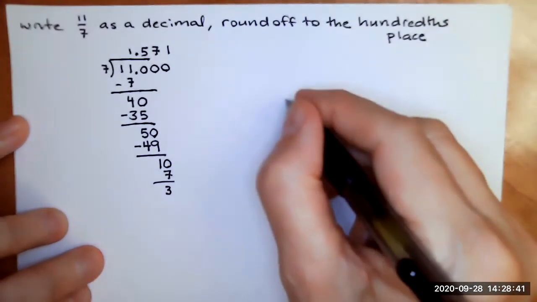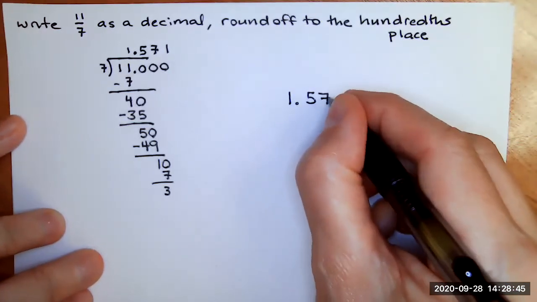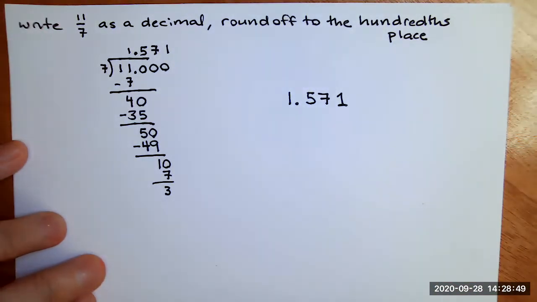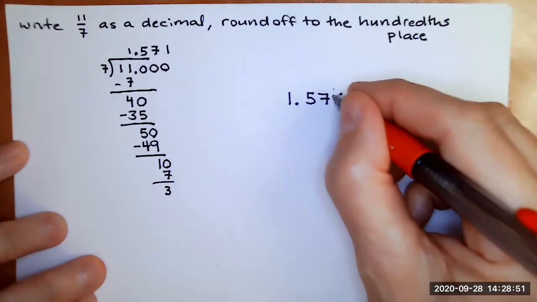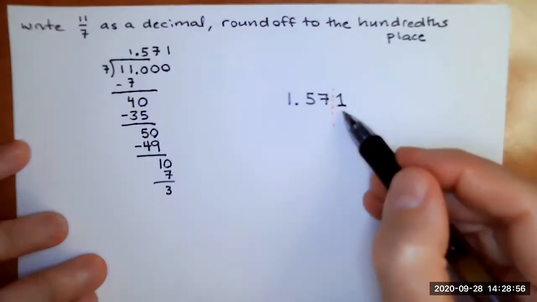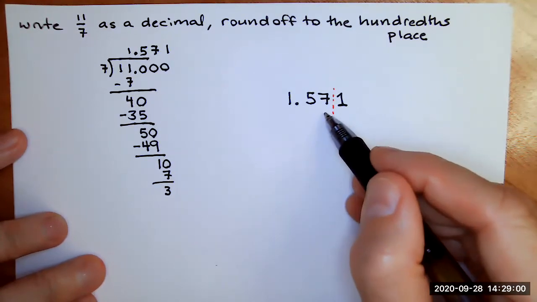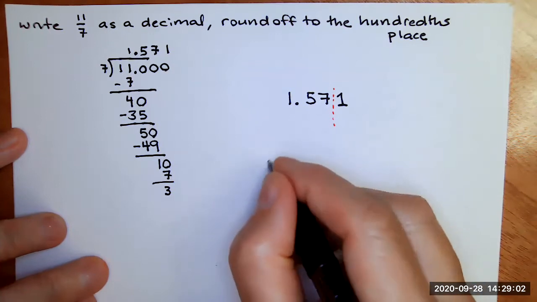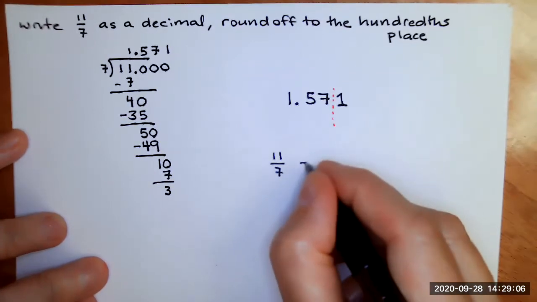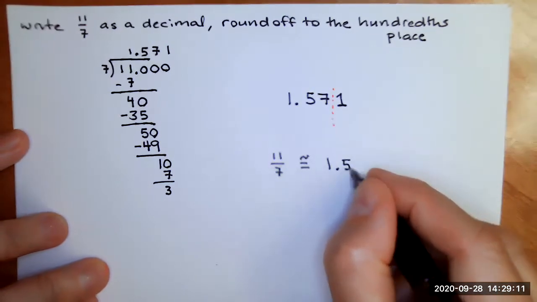All right, so I've divided to the thousandths place. So now I can round to the hundredths place. Because the thousandths place is 4 or lower, then the hundredths place stays the same. So you could say 11 over 7 is approximately equal to 1.57.